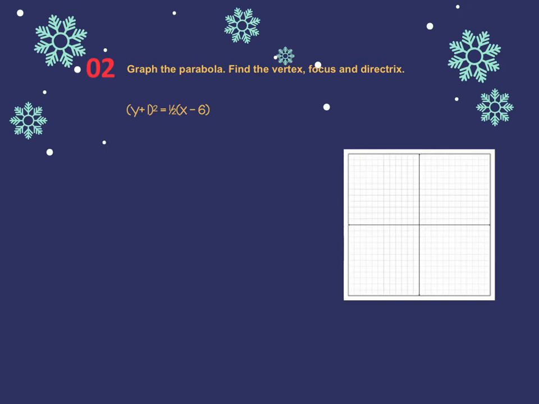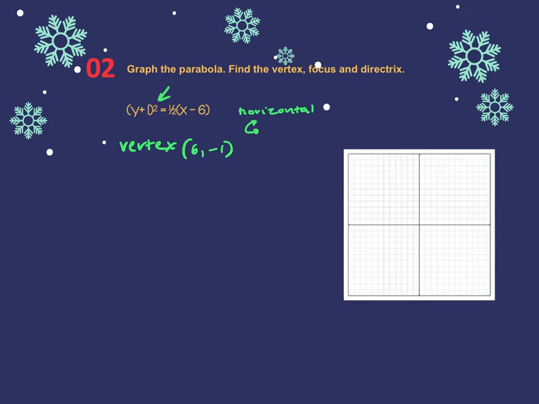It's horizontal because the y is squared. It faces right. Good. It faces right because that's a positive 4p, right? So I know this is going to point to the right. Okay, what's my vertex? 6, -1. Good. 6, -1. Always what follows the x. Opposite of what follows the x, followed by opposite of what follows the y.